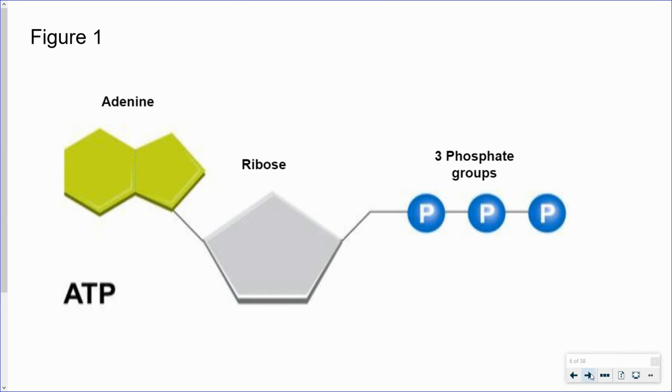Structurally, it looks very similar to what our illustrations of a nucleotide look like, except over here on the right-hand side. Nucleotide only has 1 phosphate group, whereas ATP has 3. Everything else about it's the same.